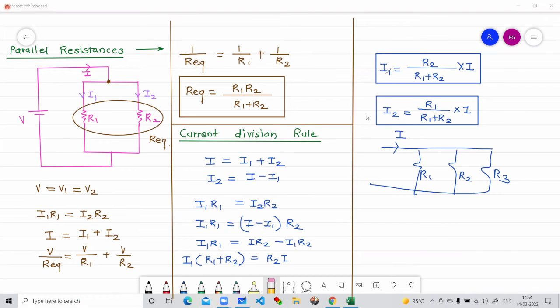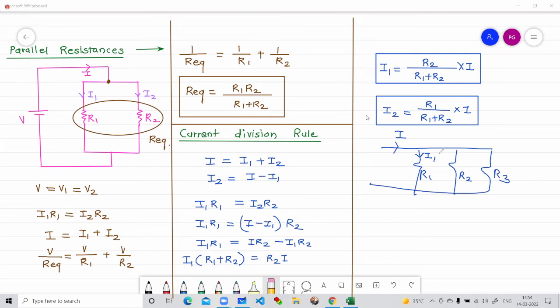Current in the particular resistance will be the resistance parallel with it in the other branch divided by addition of the parallel resistances multiplied by the total current. That thing I want. So if I want to know now I1, what will be the formula for that? Yes. R2 upon R1 plus R3.